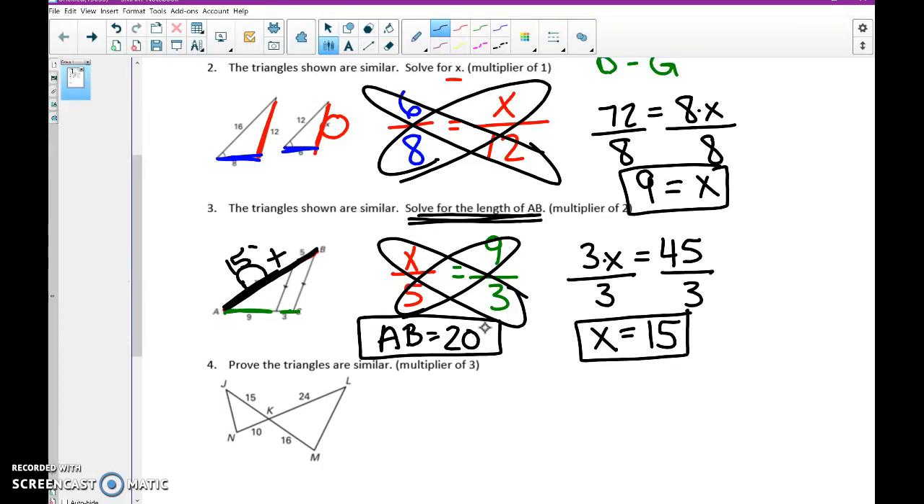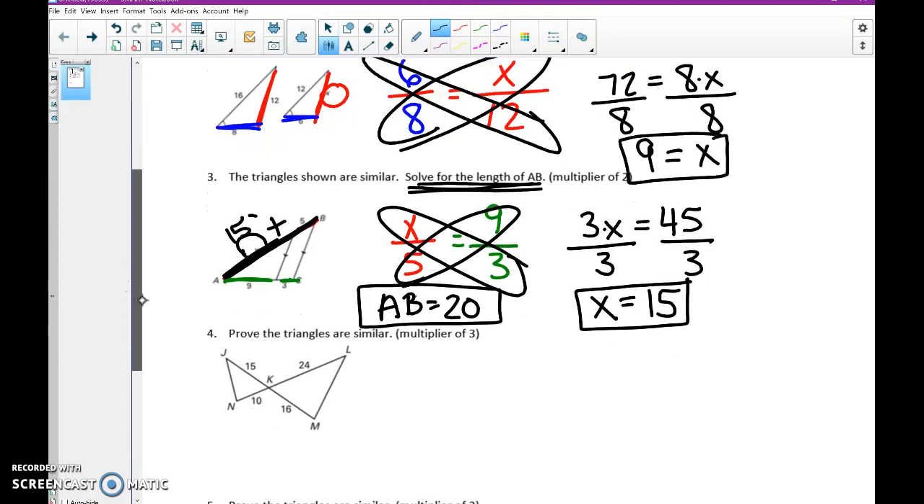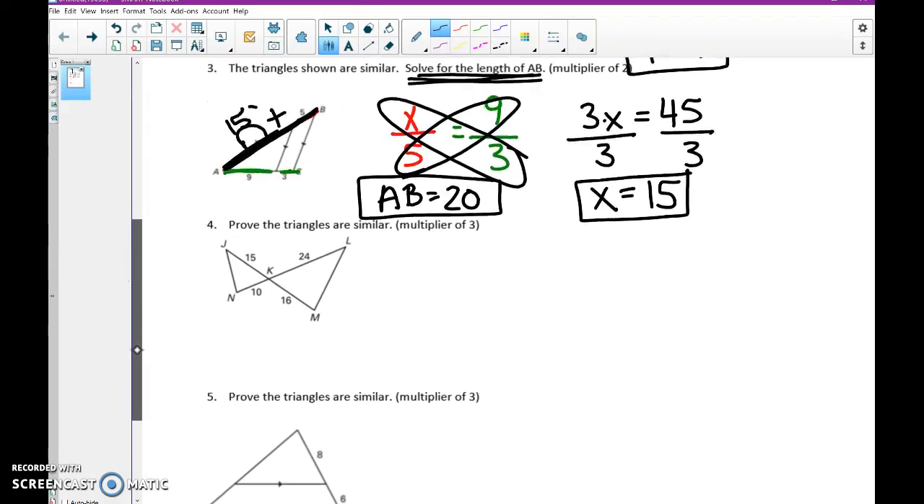That's what they're looking for here. They want you to not only use the math to solve for x, but also apply it to the problem and finish it up, which is why it's a little bit higher level problem.